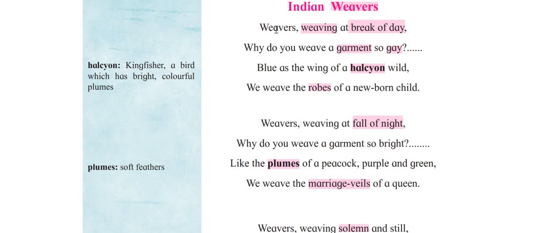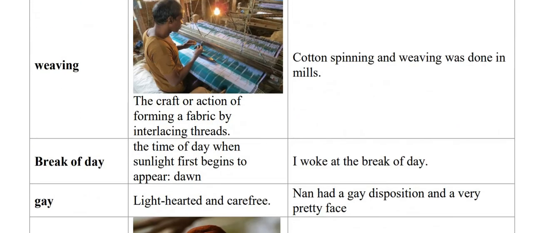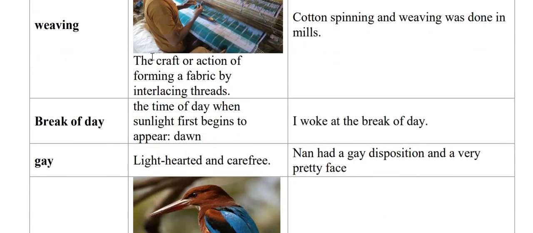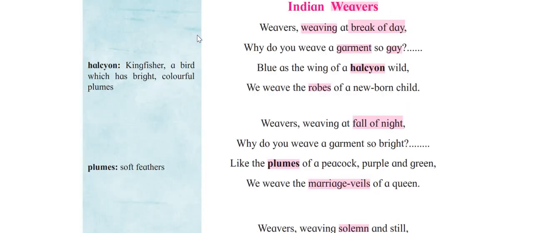So, the poet is asking that weavers weaving at break of day. What is break of day? Break of day means the time of day when sunlight first begins to appear. That is dawn. That is early morning. So, the poet is asking very curiously to the weavers, what are you weaving at the break of day? Why are you weaving? Why do you start your work so early, and what are you weaving?